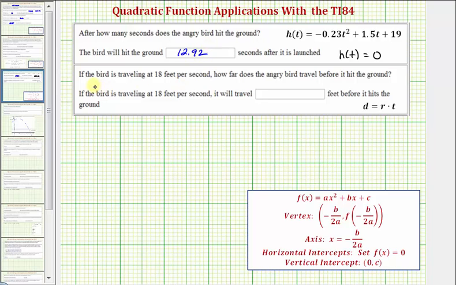The next question says, if the bird is traveling at 18 feet per second, how far does the angry bird travel before it hits the ground? This is an application of the formula distance equals rate times time. We know the bird is in the air for 12.92 seconds, so if the bird is traveling at 18 feet per second, the distance traveled, d, is equal to the rate, 18 feet per second, times the time in seconds, which is 12.92.